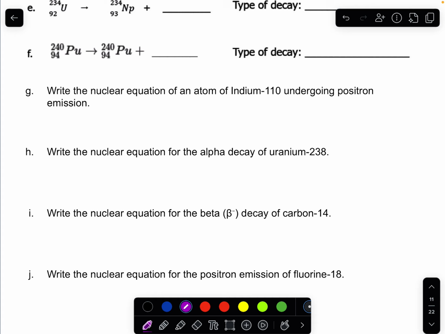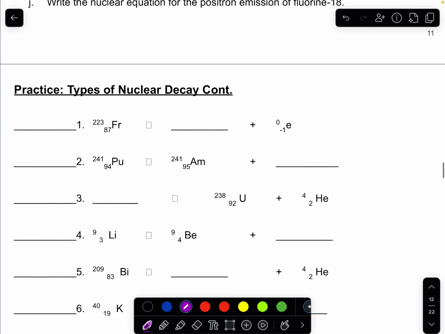Okay, next one, I will do one question from G. It says indium. So first you have to write the symbol indium. This is the mass number that goes on the top. Then look at the periodic table, find the atomic number. Then it's undergo positron emission, so that means it is emitting plus 1 E0. So that will become C, cadmium 48 110. Okay, complete the remaining.